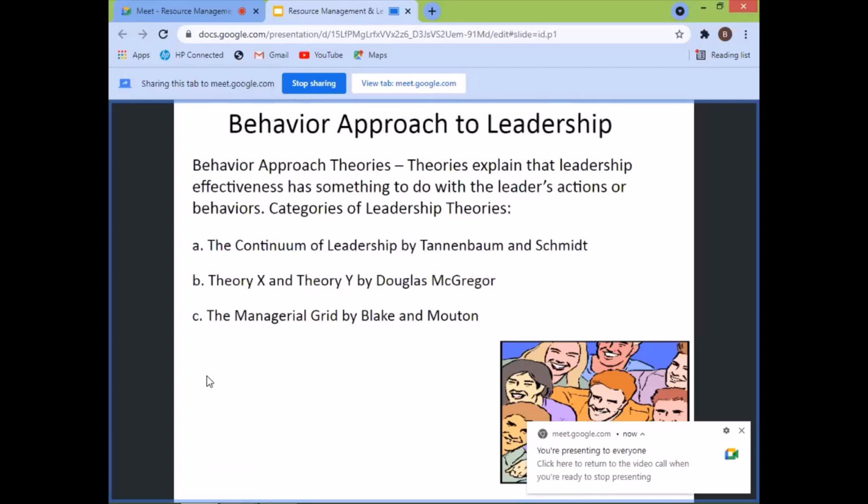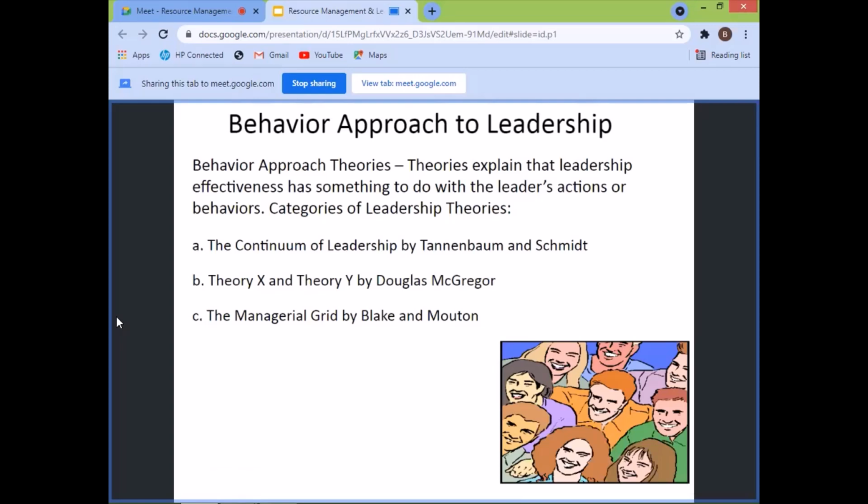Okay, now let's discuss the behavioral approach to leadership. I'm going to present to you three models: the Continuum of Leadership by Tannenbaum and Schmidt, Theory X and Theory Y by Douglas McGregor, and the Managerial Grid by Blake and Mouton.